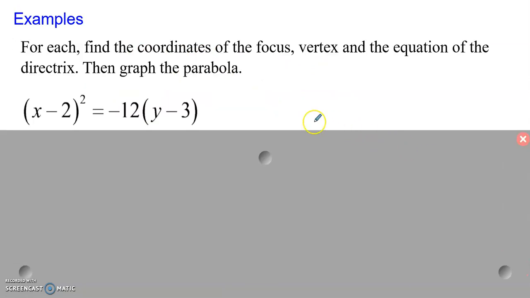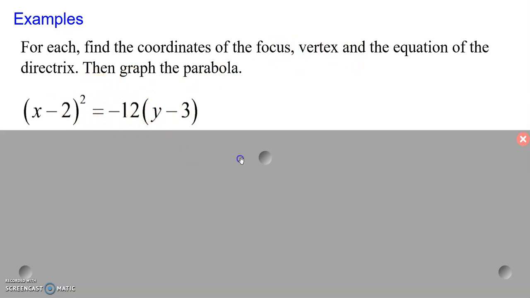All right, so let's take a look at if we start with an equation in standard form. X minus 2 squared equals negative 12 times y minus 3. We're going to identify basically everything and graph the parabola. So basically what you need to start with is you're going to need to identify the value of P. You can easily identify the vertex and which way it opens, but to find the focus and the directrix, you need the value of P.